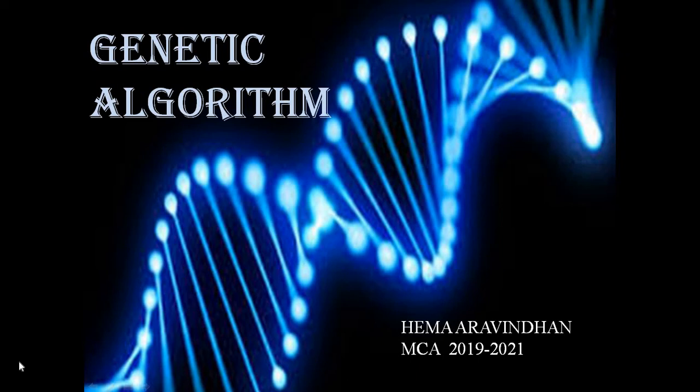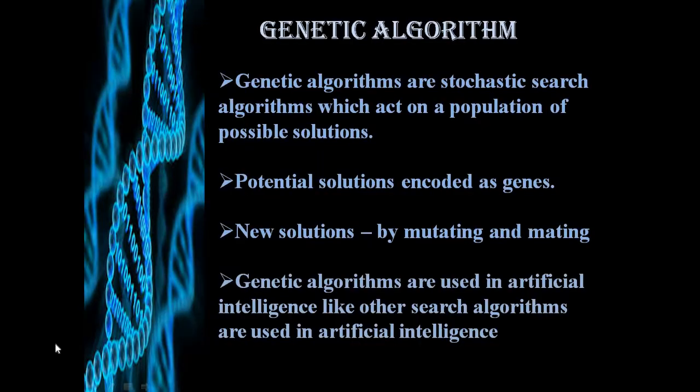Hi all, today we are going to discuss genetic algorithm and its operations. Genetic algorithms are stochastic search algorithms which act on a population of possible solutions. Potential solutions are encoded as genes. Genes are nothing but strings of characters from some alphabet.